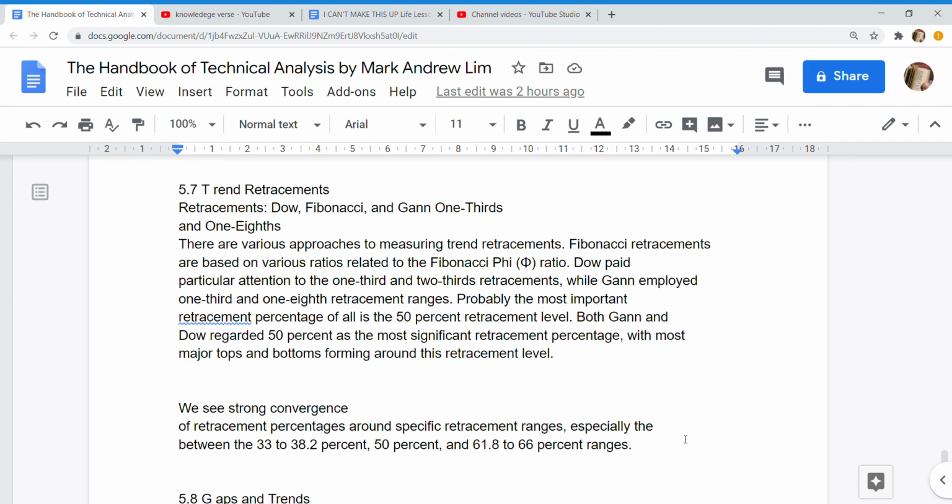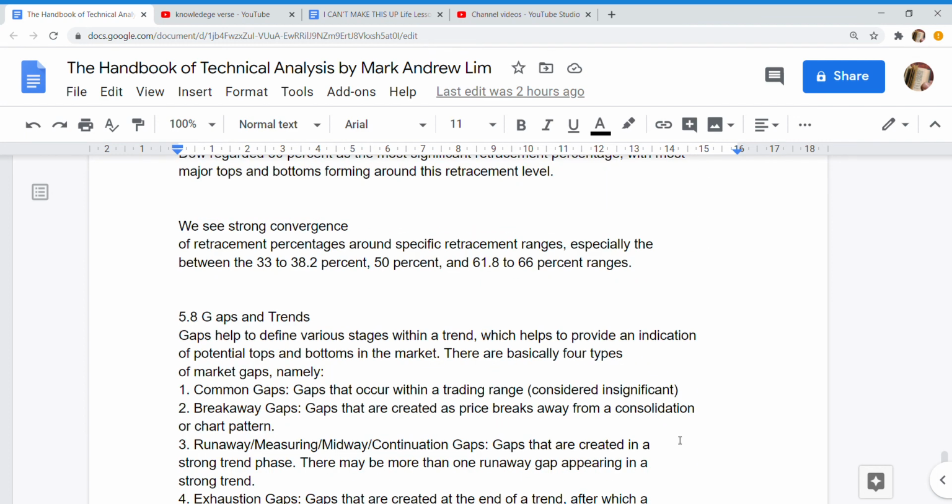Probably the most important retracement percentage of all is the 50% retracement level. Both Gann and Dow regarded 50% as the most significant retracement percentage, with most major tops and bottoms forming around this retracement level. We see strong convergence of retracement percentages around specific retracement ranges, especially between the 33 to 38.2%, 50%, and 61.8 to 66% ranges.